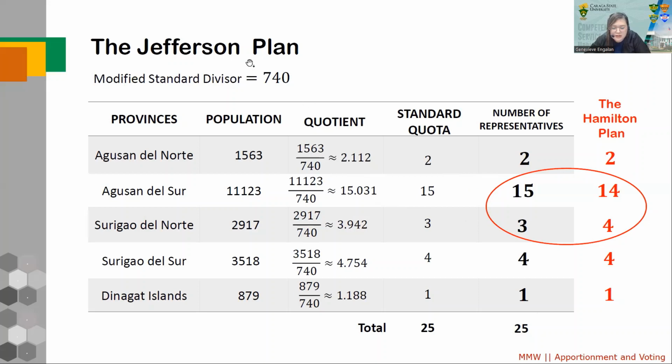Using the Jefferson plan, the modified standard divisor we found is 730. Some of you answered 735. It's still correct. Again, the modified standard divisor is not unique. As long as you get the quota, that is the answer. So you have 2, 15, 3, 4, 1 for the Jefferson plan. If we compare this to the Hamilton plan we got earlier, 2, 14, 4, 4, 1, they differ in Agusan del Sur and Surigao del Norte.